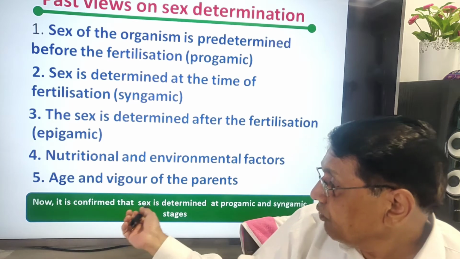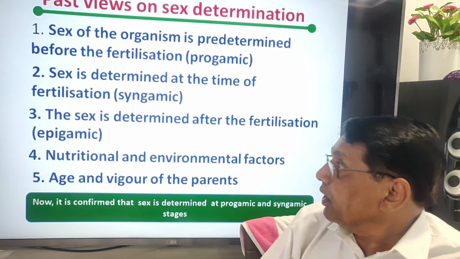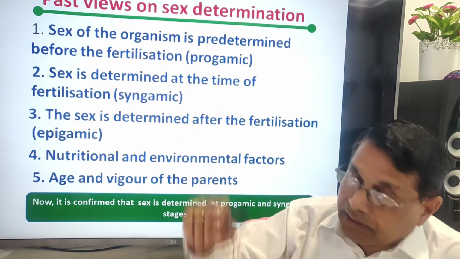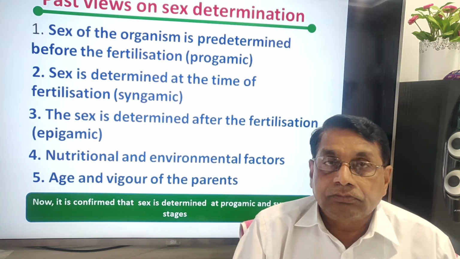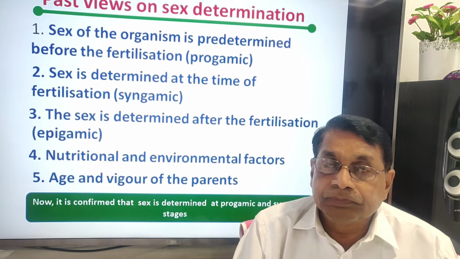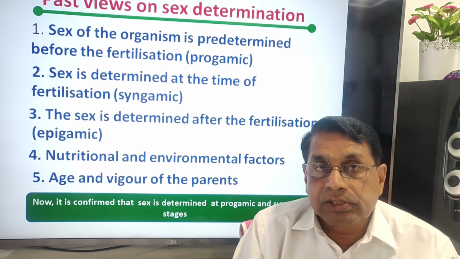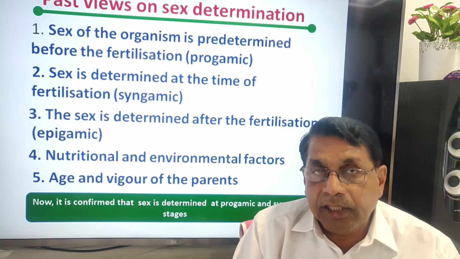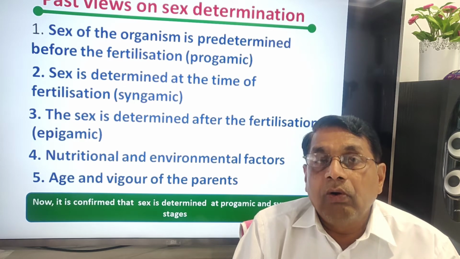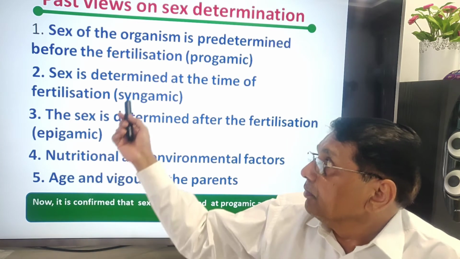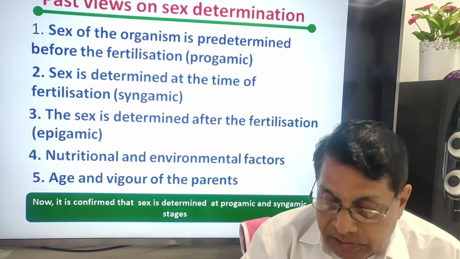Now it is confirmed that sex is determined at the progamic and syngamic stages. Cytologically, it is proved. The sex is determined either at the gametic level, during formation of the gametes, or at the fertilization level, progamic or syngamic.